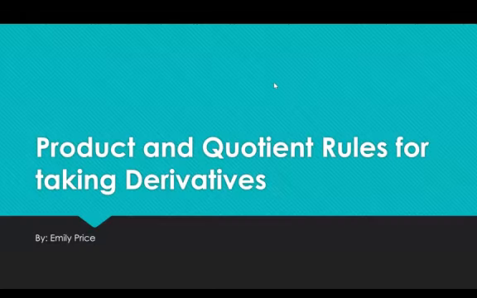Hi everyone, this is Emily again, and today we're going to be going over the product rule and quotient rule for taking derivatives. Basically, you're going to be using these whenever you have two functions that are being multiplied together or two functions that are being divided.